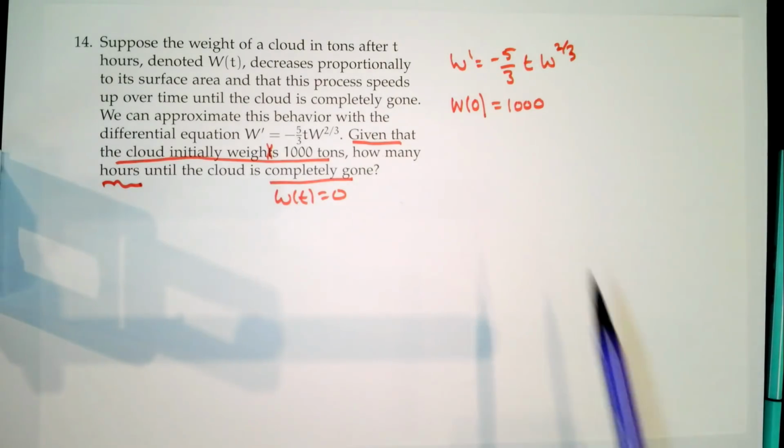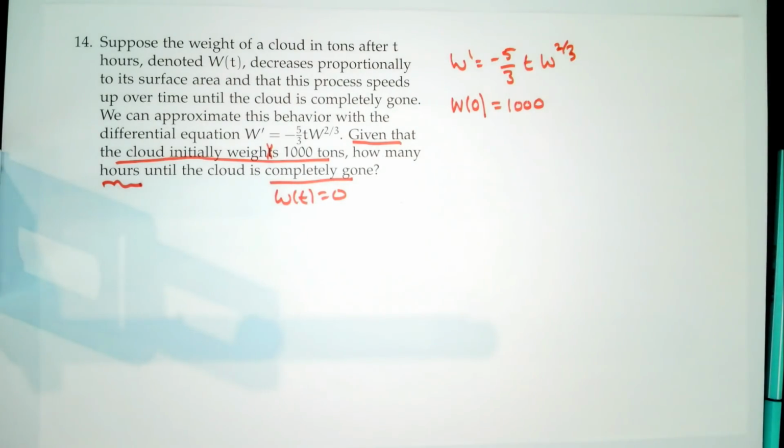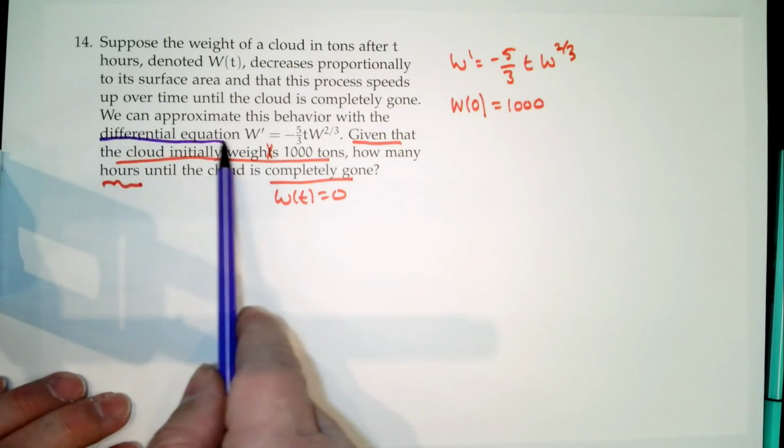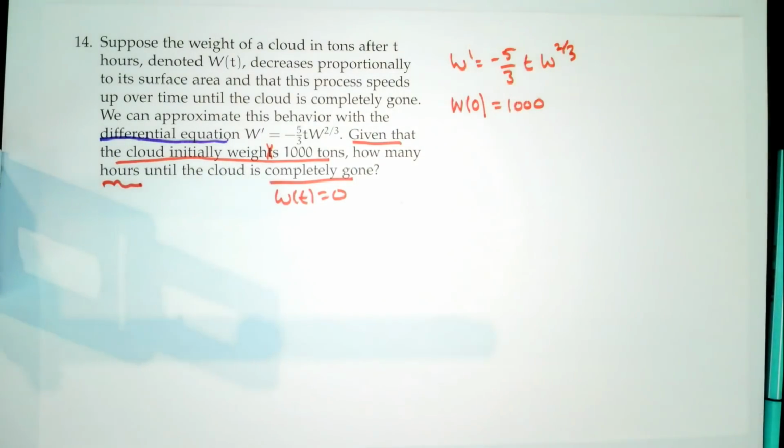Now, what technique is this? Or what general type of problem is this? It's a differential equation problem. How do we know it's a differential equation problem? Well, they pretty much told us. That was a pretty good clue, that it was a differential equation. The other thing that gives it away, though, is the fact that I see W prime on one side and W on the other side. This is something which mixes the derivative with the original function.